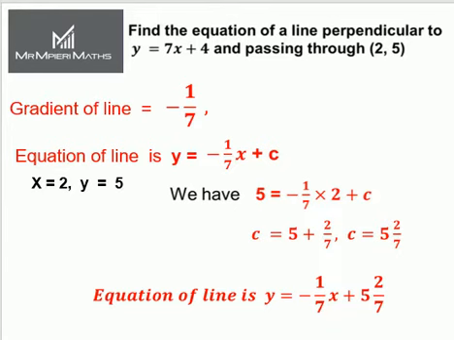Here we go. This is what it is. The gradient here is 7. So the gradient of what we are looking for is the reciprocal of 7 with the sign change, which is minus 1 over 7. So the equation of the line has to be y equals minus 1 over 7x plus c. At this point, we need to make the most of this coordinate. x is 2, y is 5. Substitute here, x is 2, y is 5. That gives you that c is 5 and 2 over 7. So the equation of the line we are looking for is y equals minus 1 over 7x plus 5 and 2 over 7. And that's it done.